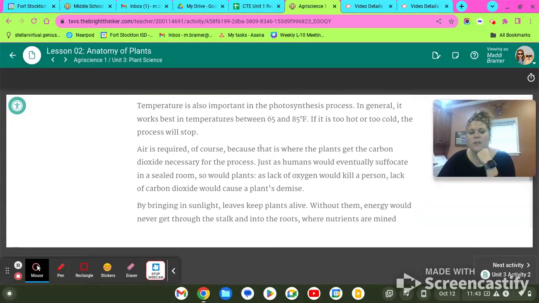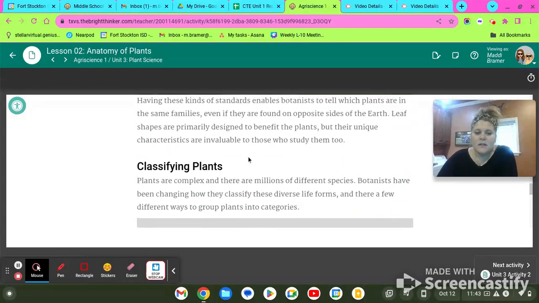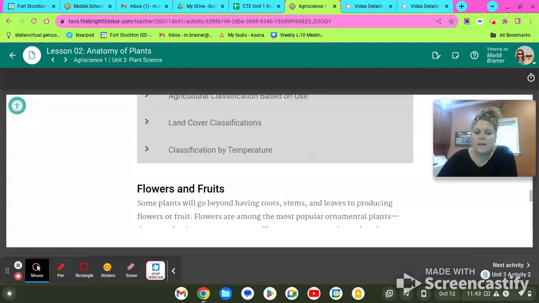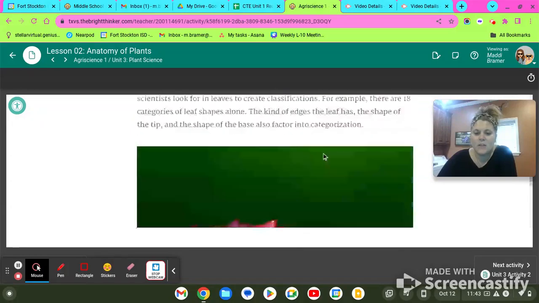Temperature is really important as well. Plants like it 65 to 85, just like me. Too hot or too cold, it's going to stop. That's why when it gets really hot in Texas, July, August, we don't see as well of plant growth, same as in the wintertime. All right, so that's a really basic and quick anatomy lesson on those plants.